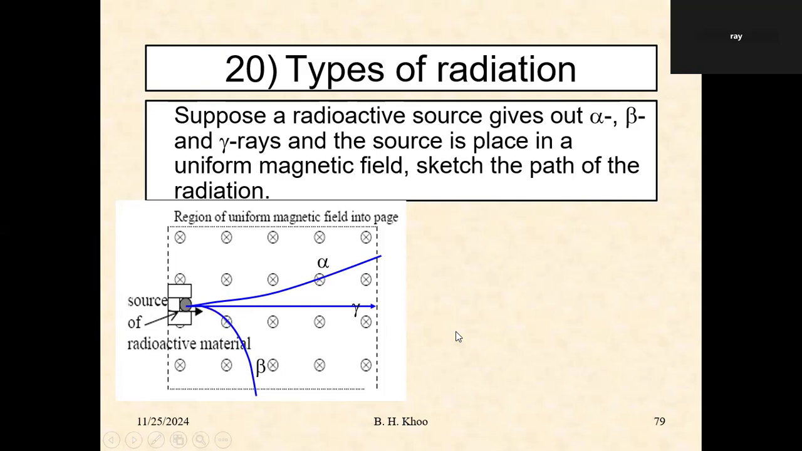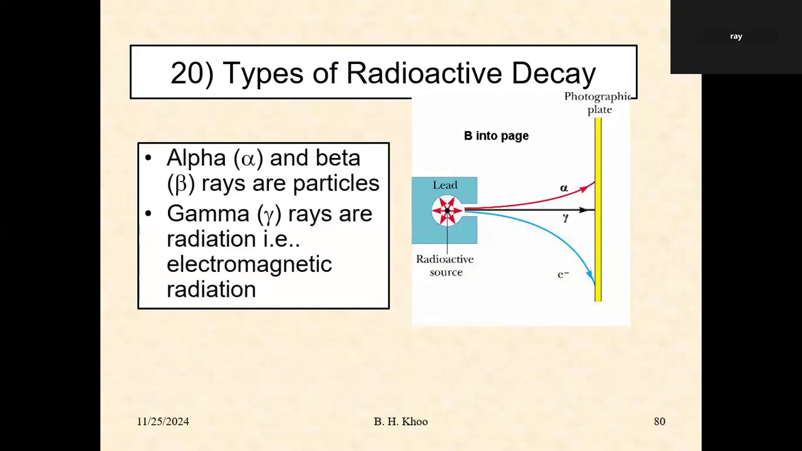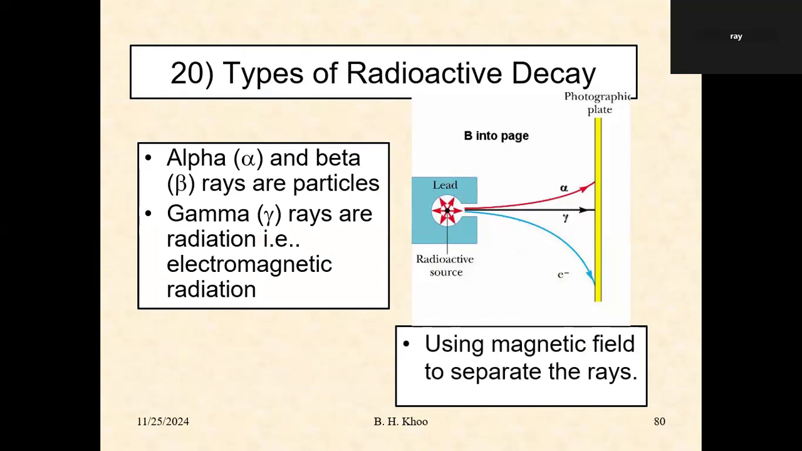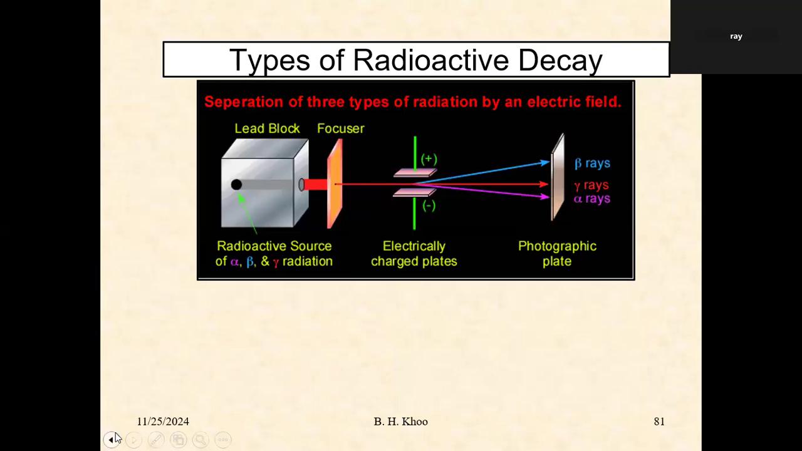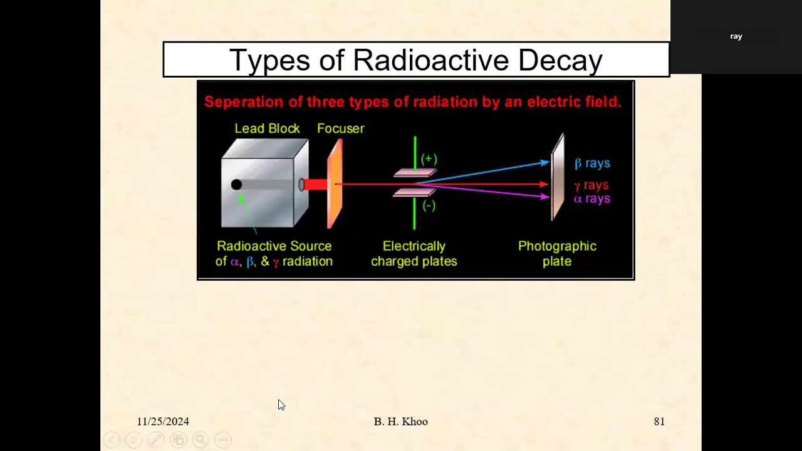Beta, being very light, is easily deflected by the magnetic field. Gamma is not deflected by the magnetic field, it goes straight through. So we can use a magnetic field to separate the rays. Alpha and beta rays are particles. Gamma rays are electromagnetic radiation. Then we can pass it through a lead block.